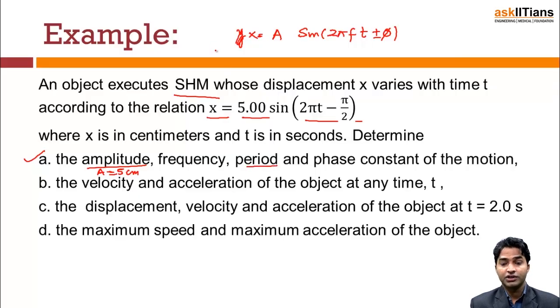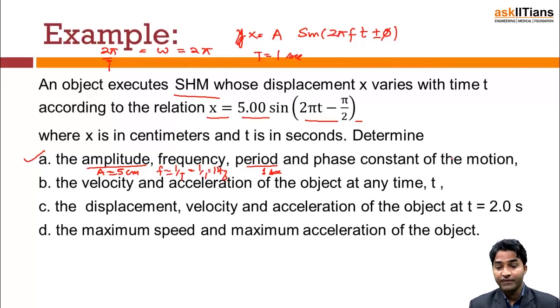Period, they are talking about the complete time period. We know that omega is given here as 2 pi, and omega is actually 2 pi by T. So on comparing we get T is equal to 1 second. The period is equal to 1 second. We want to know the frequency. We know that frequency is 1 by capital T, which is 1 by 1, that is equal to 1 hertz.